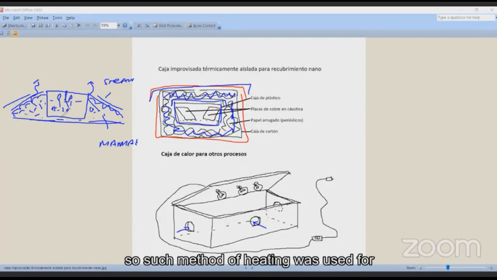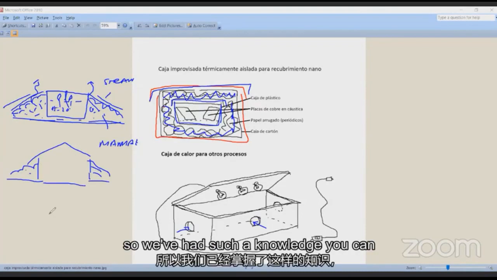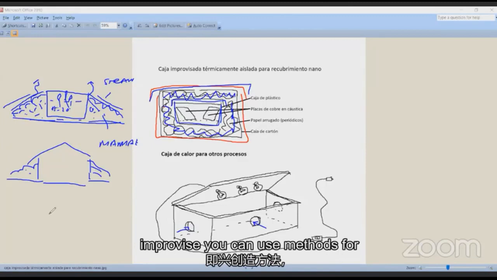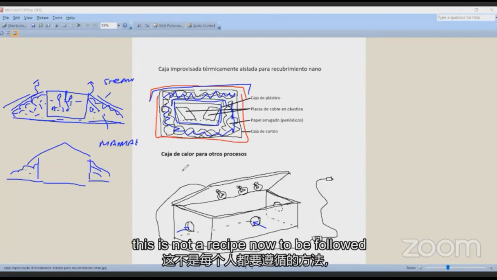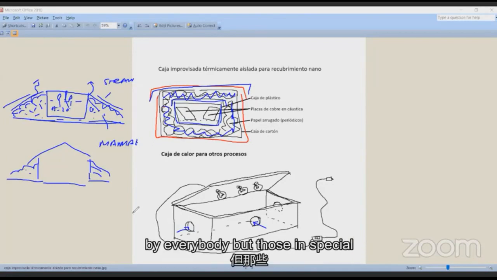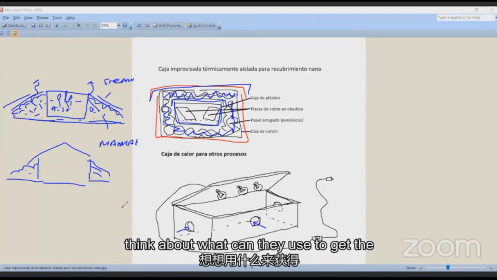So such method of heating was used, for instance, by the Kyrgyz people hundreds of years ago. They made a palace of their king of wood, and this was the house, and they put a lot of horse manure around. But it had a specific odor, but it was warm inside without making fire. So if you have such a knowledge, you can improvise, you can use methods for achieving what conditions you need. So this is not a recipe now to be followed by everybody, but those in special conditions in harsh environment can think about what can they use to get a proper temperature.